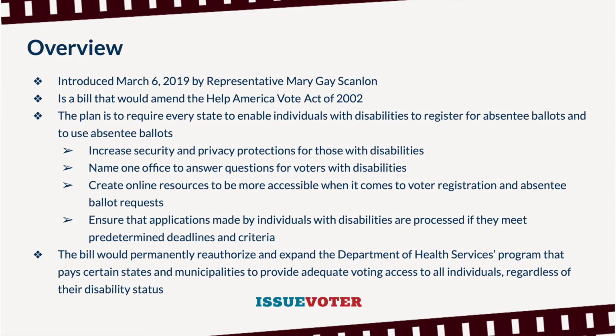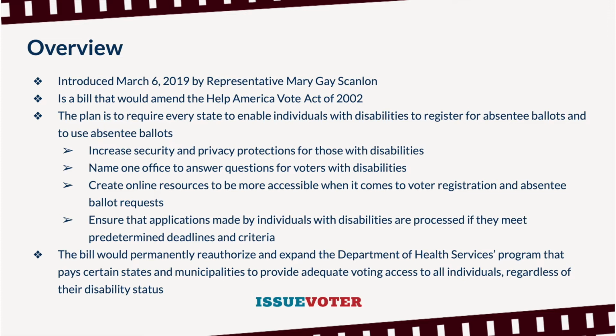This bill was introduced in the House on March 6, 2019, by Representative Mary Gay Scanlon. It is a bill that would amend the Help America Vote Act of 2002. This bill plans to require every state to make sure that individuals with disabilities are able to register for absentee ballots and use them. There are four main parts of this plan.